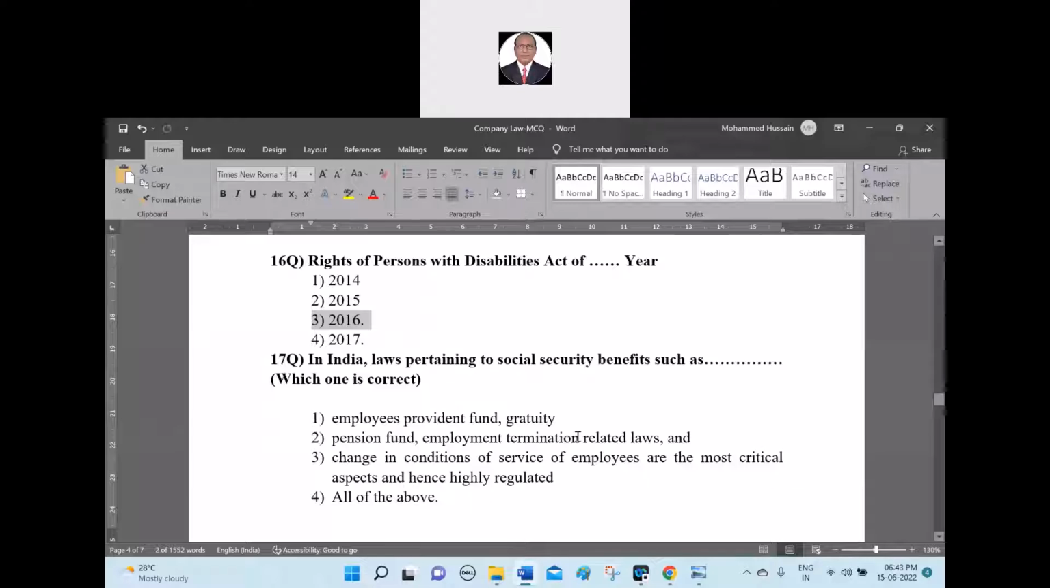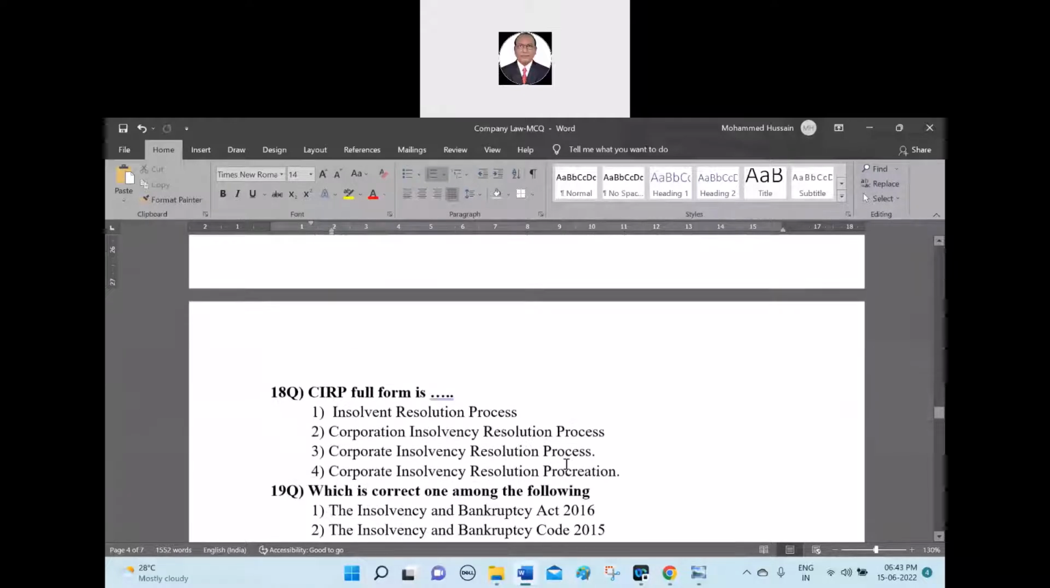Actually, I thought of changing termination to dismissal. I wanted to keep dismissal. But later I thought, no, let us see whether they could figure it out or not. Otherwise, I would have said dismissal related laws. At that instance, the right answer is 2. So in this way also, I or an examiner can manage it. 18th question.